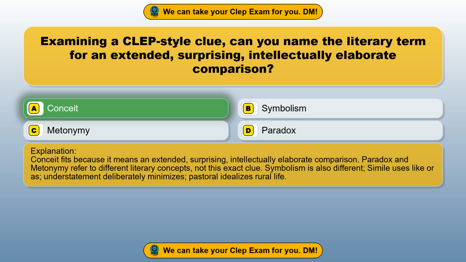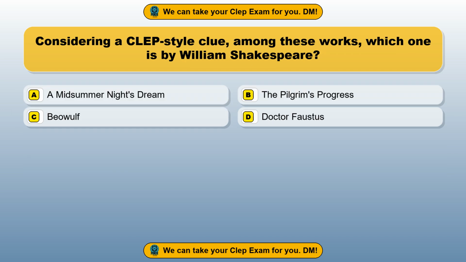Paradox and metonymy refer to different literary concepts, not this exact clue. Symbolism is also different, simile uses like or as, understatement deliberately minimizes, pastoral idealizes rural life. Question 92. Considering a CLEP-style clue among these works, which one is by William Shakespeare?